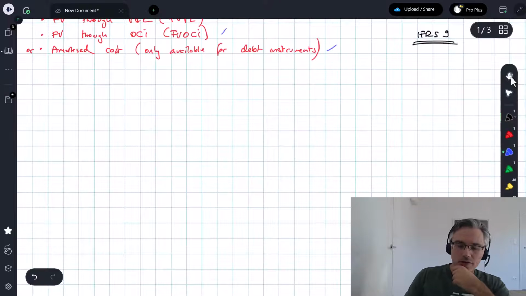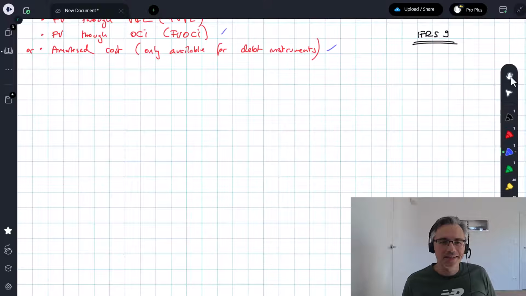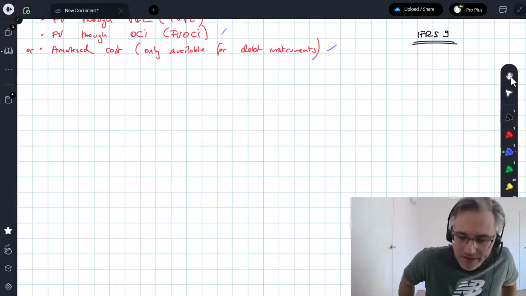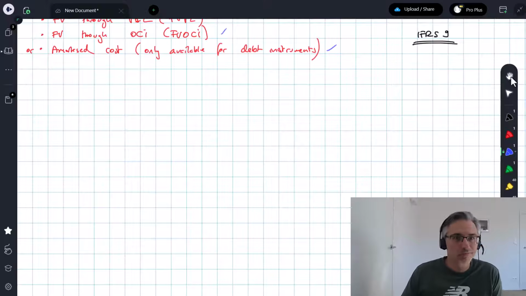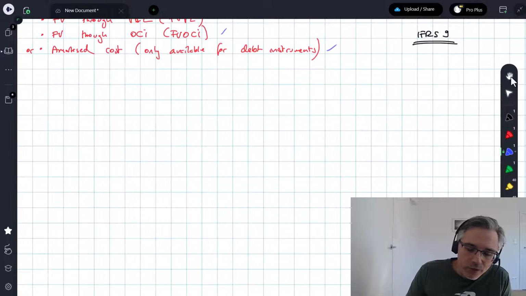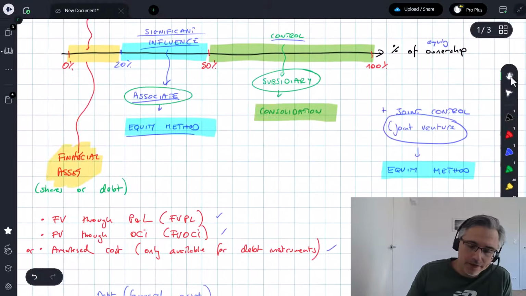Okay, so let me try and do this. I used to work with these rules quite a lot in banking, so I should be able to explain it to you well, hopefully. Okay, when you've got a debt investment, a debt financial asset, think of a bond, for example. It's a simple financial asset.